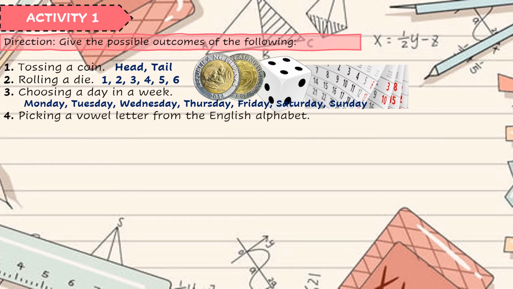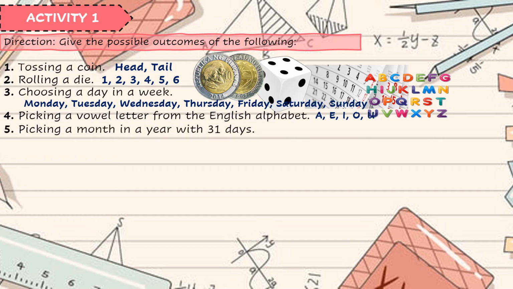For number 4, picking a vowel letter from the English alphabet. English alphabet is composed of 26 letters from A to Z. Pero, alin lang dito ang mga tinatawag na vowel? And the answer is A, E, I, O, and U.